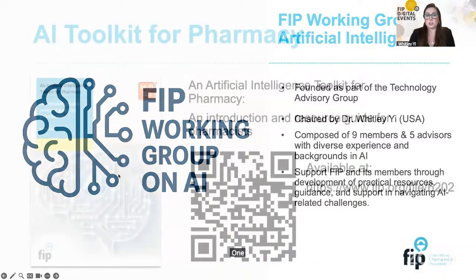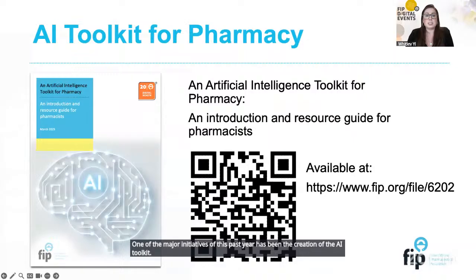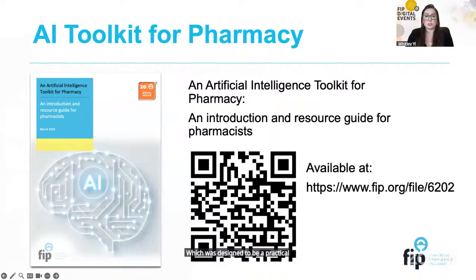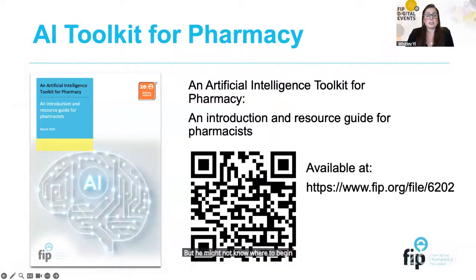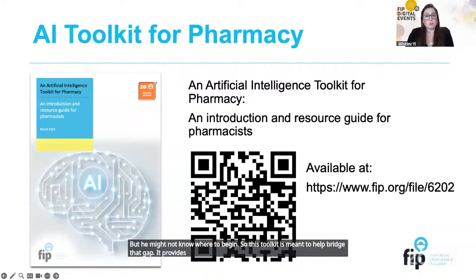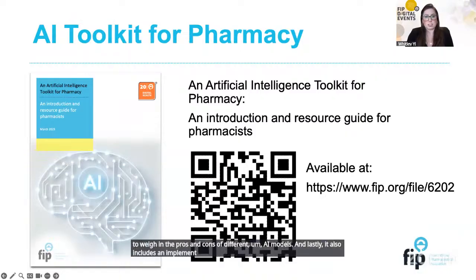One of the major initiatives of this past year has been the creation of the AI Toolkit, which was designed to be a practical, easy to use resource to help pharmacists who are interested in integrating AI into practice, but who might not know where to begin. This toolkit is meant to help bridge that gap. It provides an overview of important considerations when deploying AI, from ethical and regulatory considerations to weighing the pros and cons of different AI models. And lastly, it also includes an implementation checklist. If you haven't already, please check out this toolkit, and you can use the QR code below.